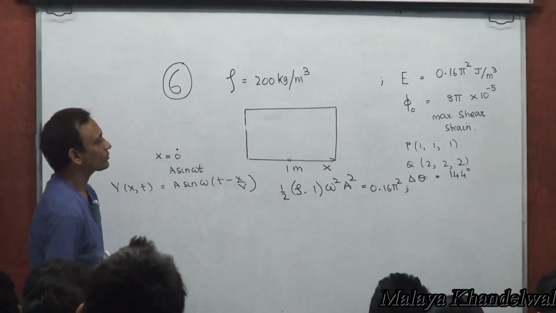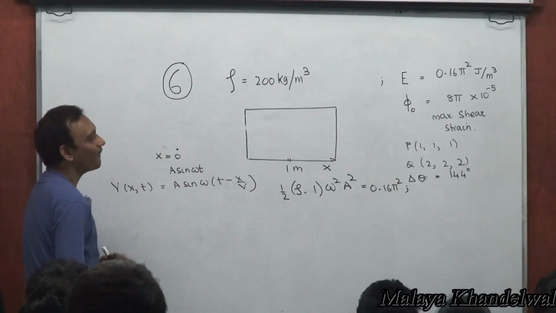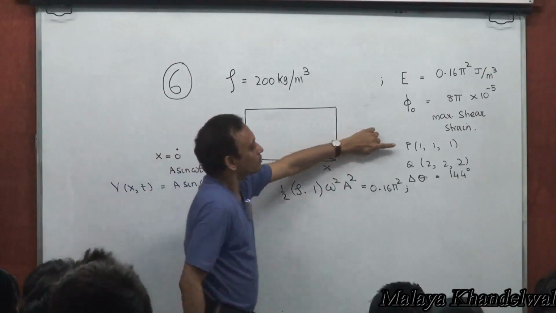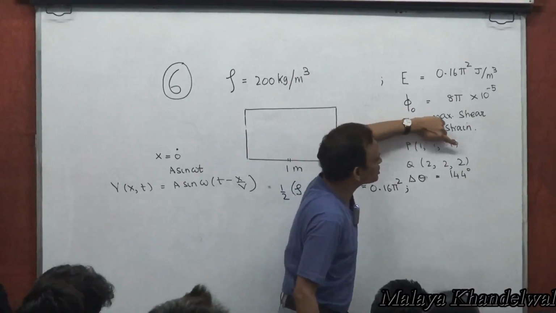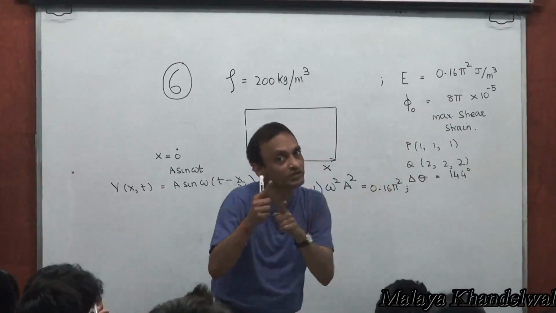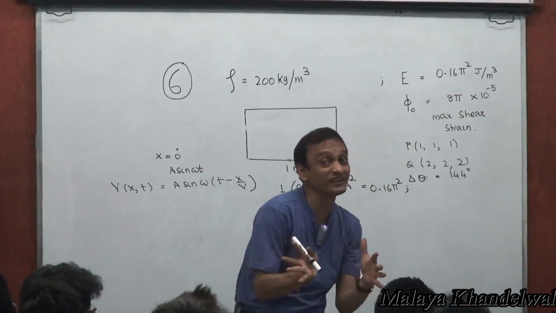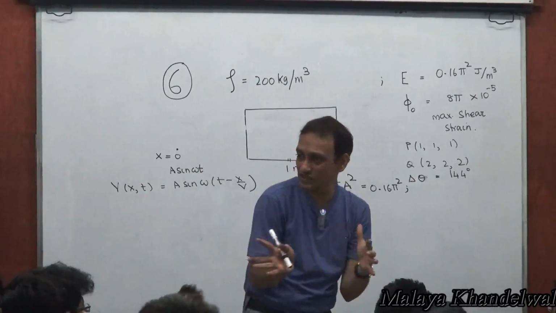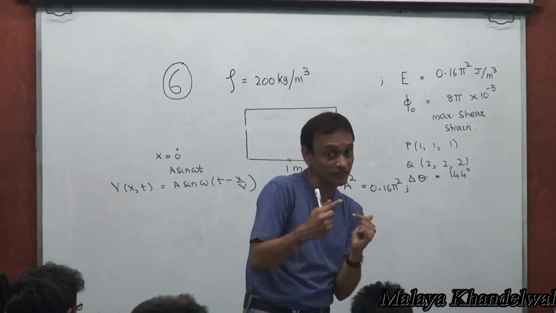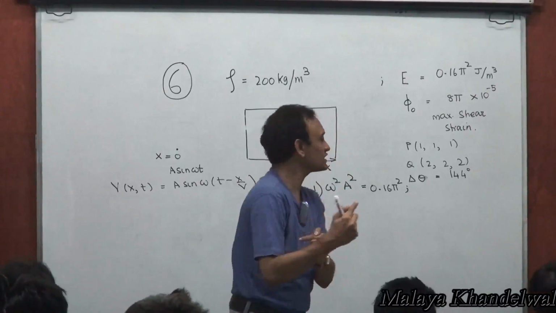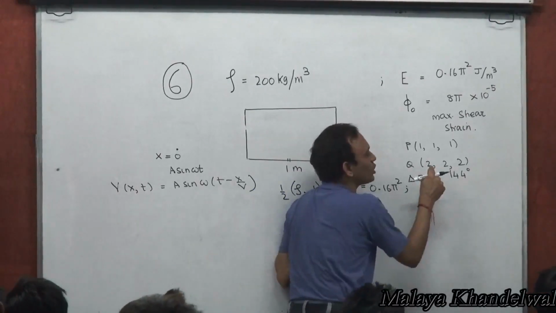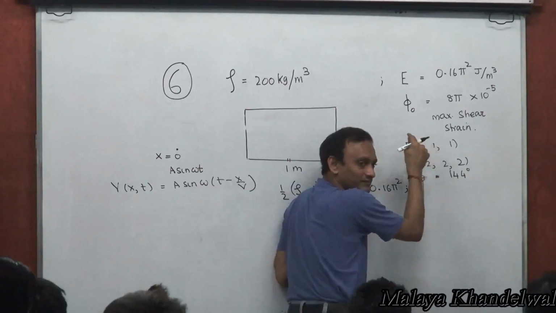Now, P and Q, the phase difference between them would be because of the difference in x's, because the wave is traveling in the x direction, so phase difference is brought about because of the difference in paths along the x-axis. So the difference in paths along the x-axis is 1 meter, right?